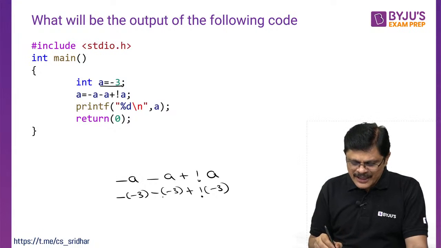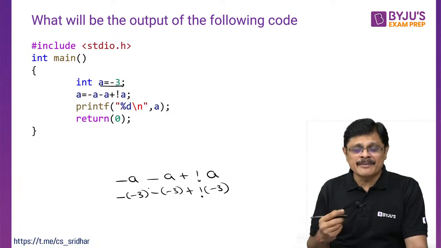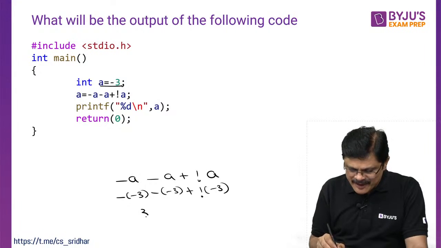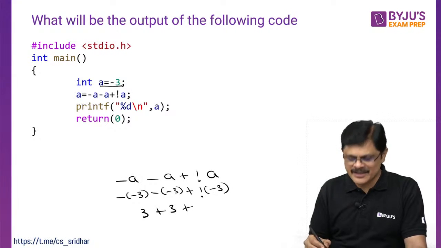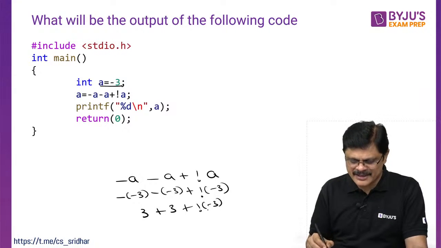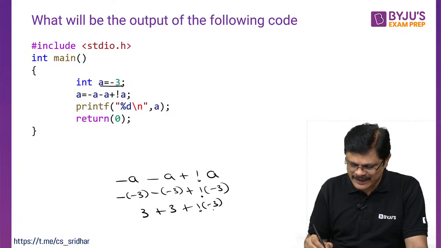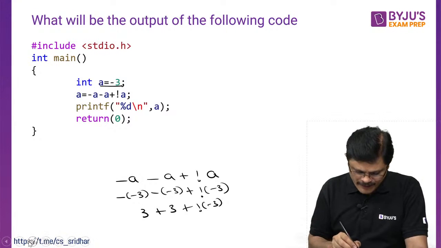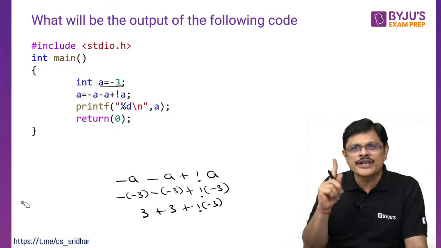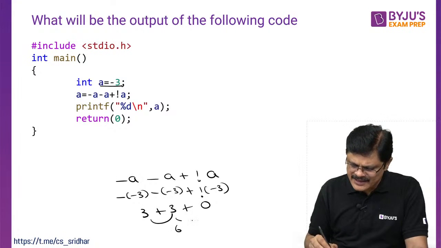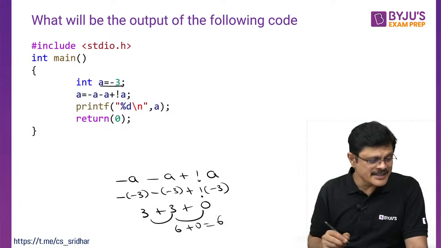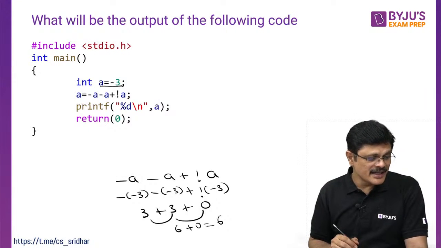Actually, this unary plus or unary minus has higher precedence. Minus of minus becomes +3. Then not of -3. What is not of -3? Because any non-zero is 1, not of that would be 0. So this would be converted to 0. So 3 plus 3, 6. 6 plus 0 is 6. So the answer for this is +6, not -6. Tenmoji and Nandini, it is not -6, it is +6.